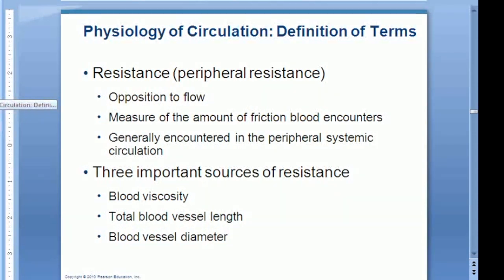Now we get to a word that may be new for you. And when we're talking about blood flow, we need to talk about resistance. Resistance is anything that works against the flow, that makes it more difficult for the flow to happen. The three most important facts or physiological things that lead to resistance are these right here.